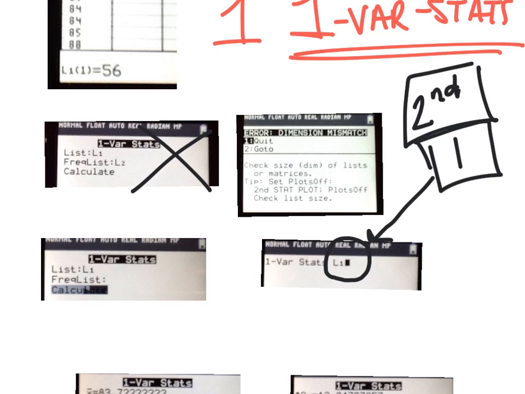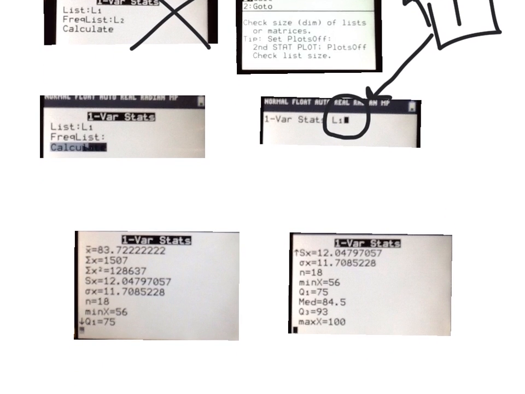So first hit second, and then right on number 1 you'll find L1. But you always have to tell the calculator where to grab the information from. Once you've done that and hit enter, we should get the following data. And here's what we have to understand.